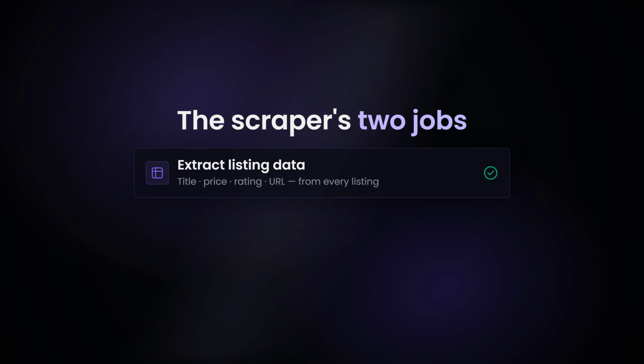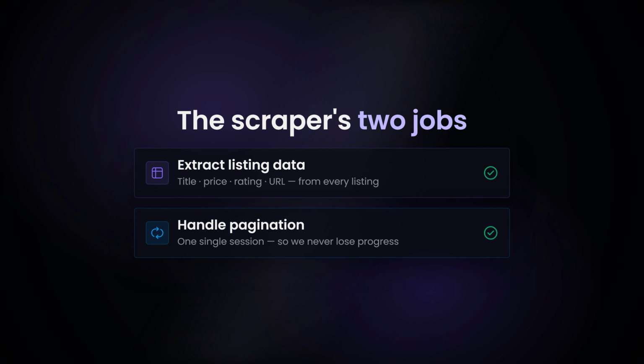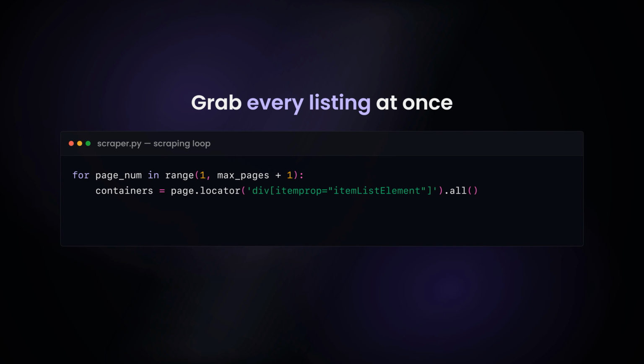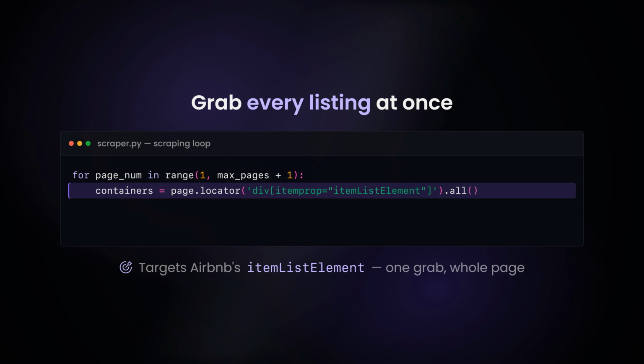The scraper has two main jobs: extract the title, price, rating, and URL from every listing, and handle pagination in a single session so we don't lose our progress. Inside the scraping loop, this line targets Airbnb's specific item elements to grab every listing on the page at once.